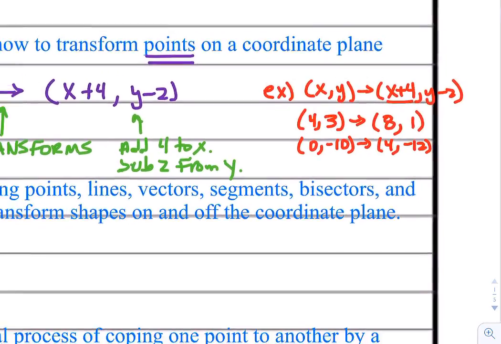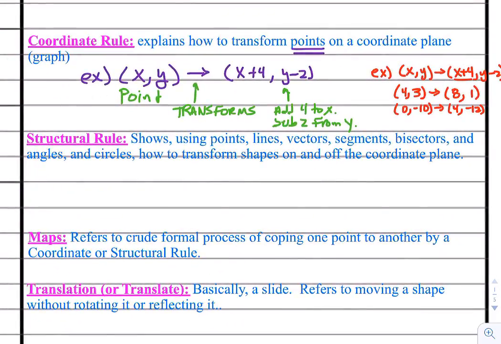And so all a coordinate rule does is show the mapping, predict the mapping, and the key here is that it's got to be on a coordinate plane. And keep in mind, a coordinate plane is just like an XY grid. That's all it is. And so you have points on the grid. The coordinate rule tells you how to move them.